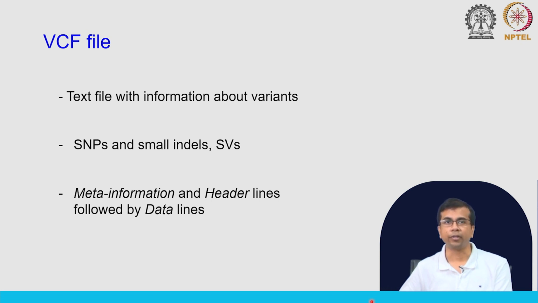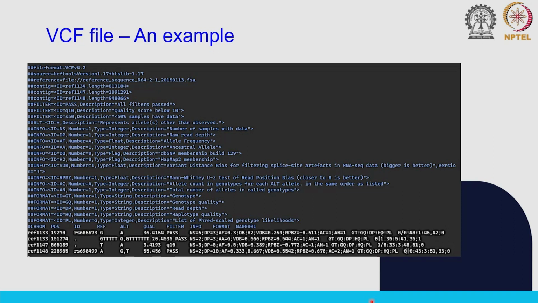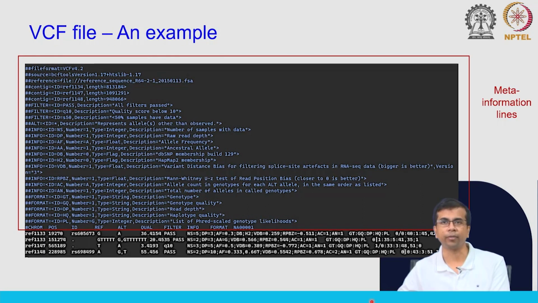It will contain three parts mostly. You have one part which is called the meta information lines, then you have one header line, and then you have the data lines. You can imagine, this is like a SAM file we have discussed. A SAM file has header lines, then the alignment lines, and similarly a VCF file is also formatted like this. Here is an example of a VCF file, and in the first part you can see the meta information lines in blue. This is what I have highlighted. You have a lot of information, and we will discuss what this meta information actually contains.